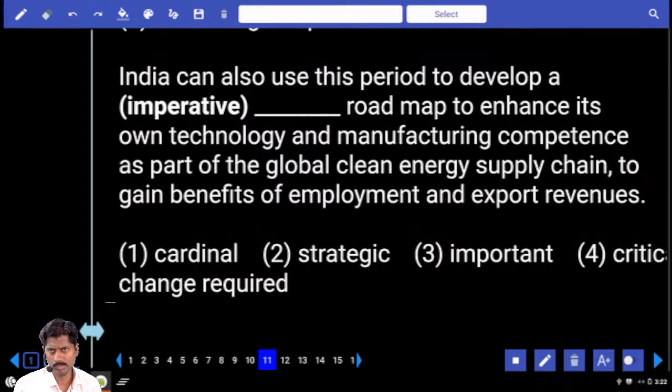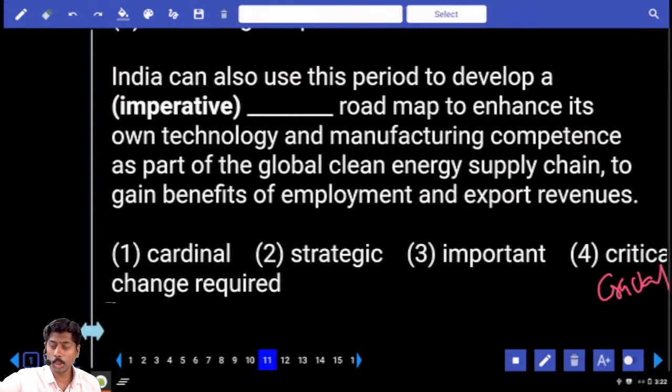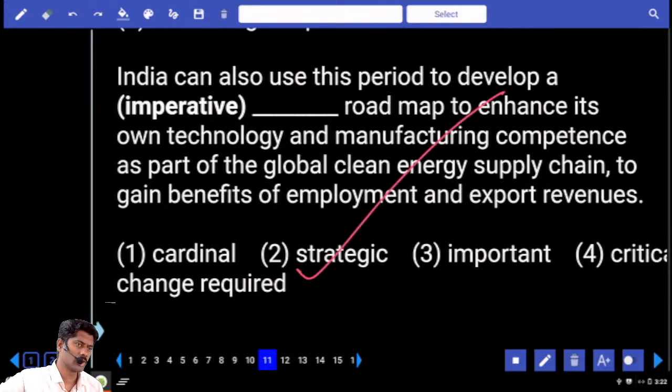Strategic, you know about strategic, involving plan, execution, implementation. And critical means crucial. So what kind of roadmap we need to enhance its own technology and manufacturing competence as part of global clean energy supply chain? So what kind of roadmap we require? Strategic.